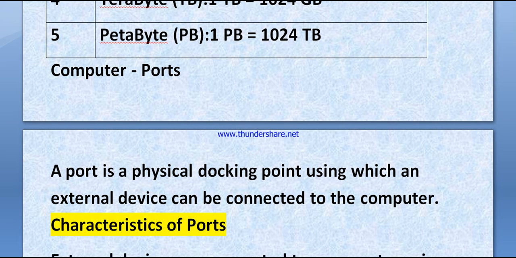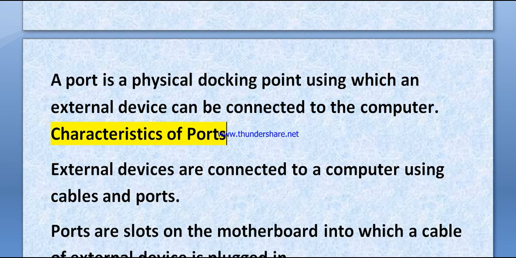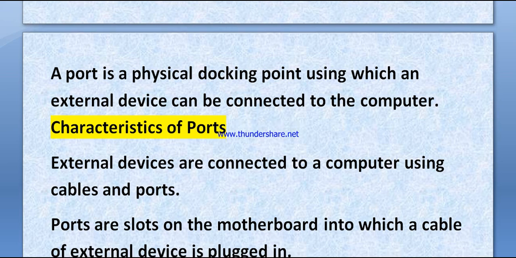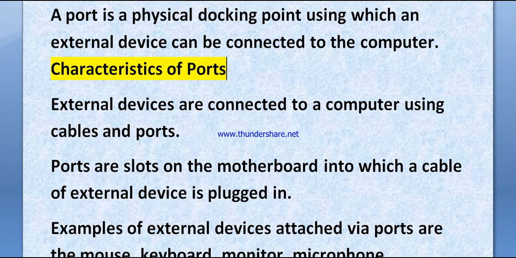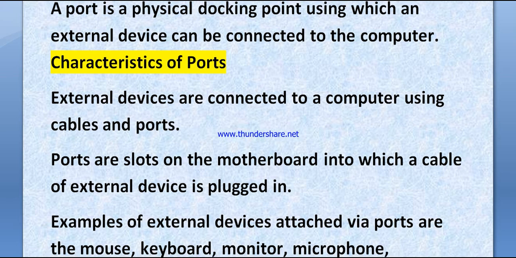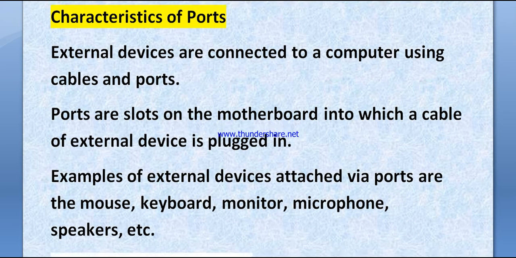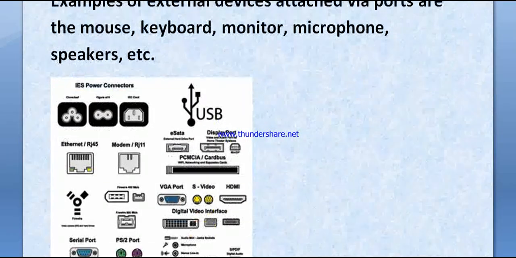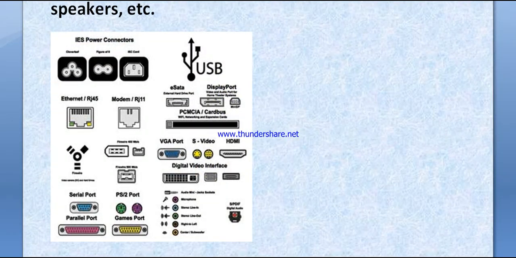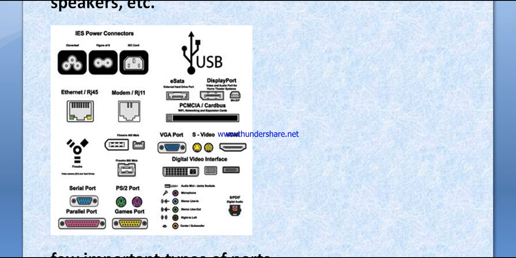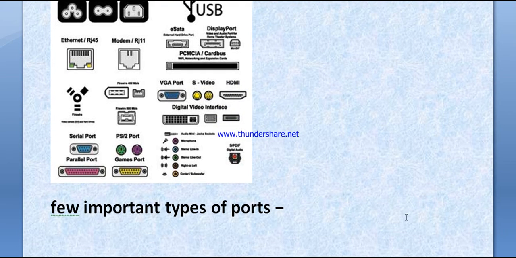If we talk about computer ports, external devices are connected to a computer using cables or ports. Ports are slots on the motherboard into which a cable or external device plugs in. Examples of external devices attached via ports are the mouse, keyboard, monitor, microphone, and speaker. These are the shapes. We can plug Ethernet cables into ports, and you can see that through the image. So today these were a few important topics.